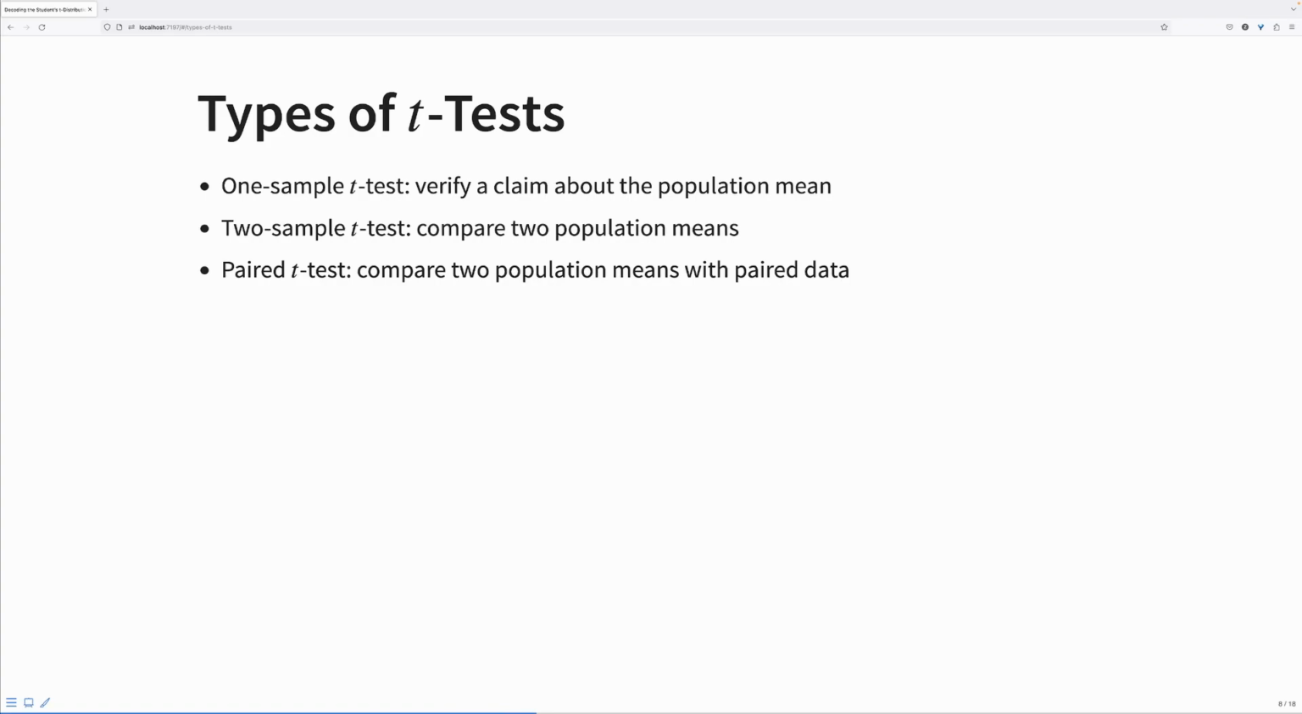There are 3 types of t-tests. The first one is the one-sample t-test, used to verify a claim about the population mean. The second one is the 2-sample t-test, to compare 2 population means. And the last one is the paired t-test, where you compare 2 population means with paired data. Paired data means that the data comes from the same subjects but at different times or under two different conditions.